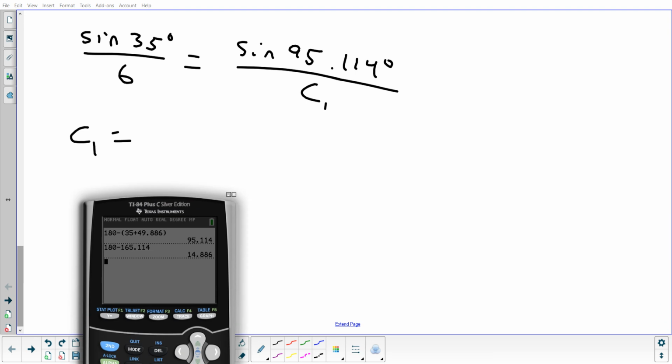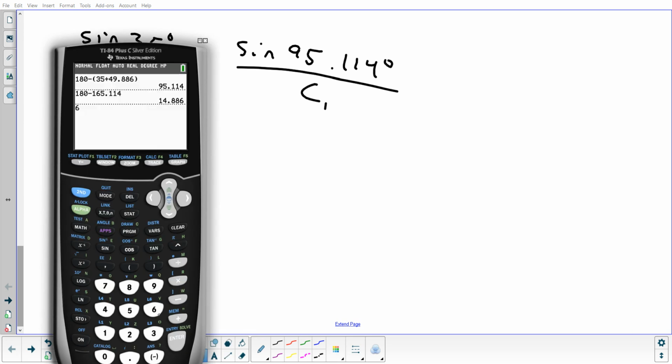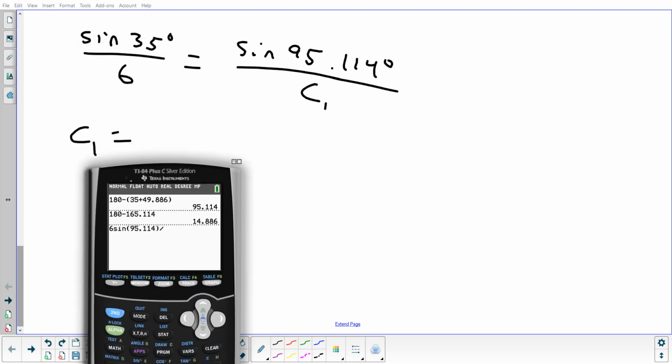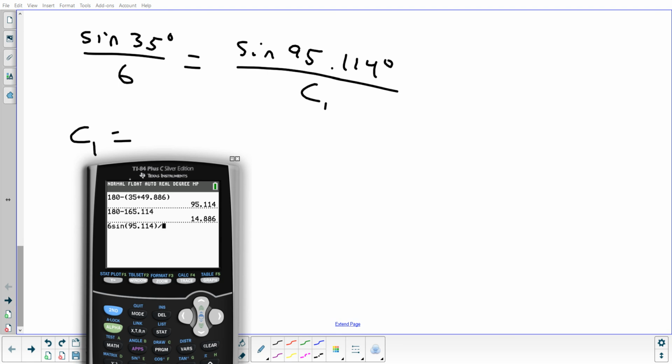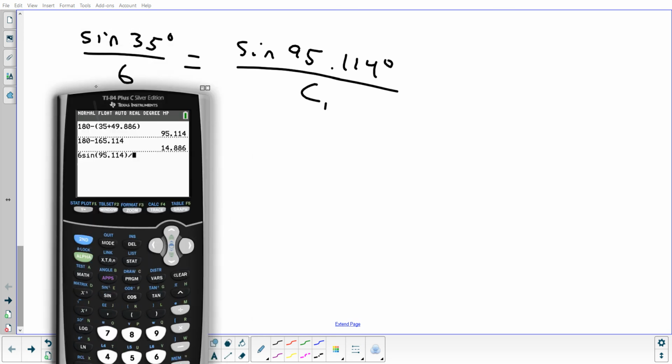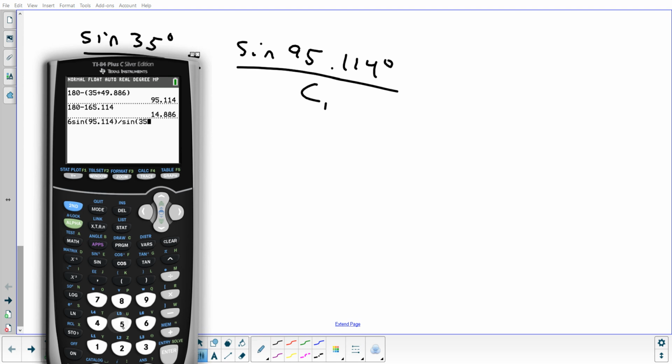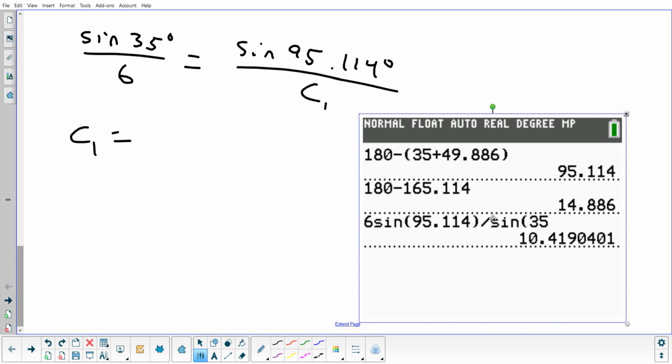All right, so I'm gonna do it all in one step. 6 sine 95 divided by sine 35. The less rounding you do, the better. So don't try to do one calculation, round it, then do another calculation, round it. Just try to round all at the end if you can. Any questions on how I take that in with the parentheses? A little lazy on this last one here. I could have put this in. It doesn't really make a difference because I was done. But it's 10.419.